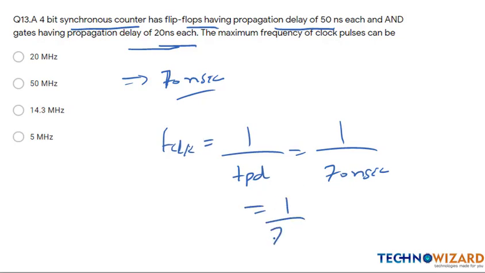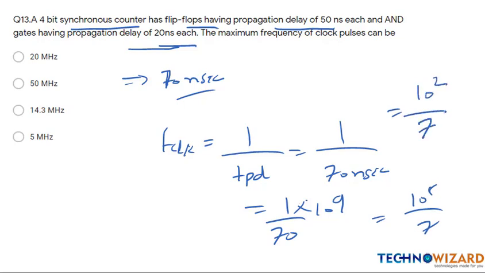Therefore, 1 upon 70 nanosecond, it will be 10 to the power 9 upon 70, which is 10 to the power 8 upon 7, which will be equal to 10 to the power 2 divided by 7 into 10 to the power 6, that will be megahertz. And on calculating this, you will get 14.3 megahertz. Therefore, option C is the correct answer here.